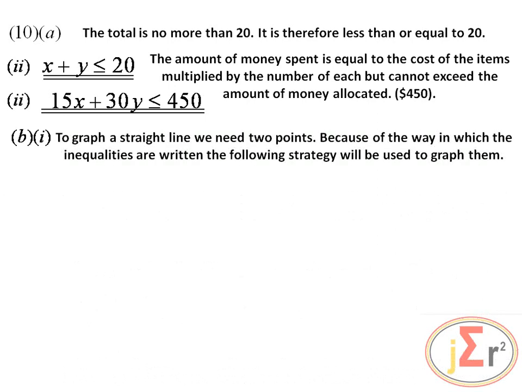To graph a straight line, we need 2 points, and that is the premise by which we will graph these two lines that we have represented by the inequalities right here. Because of the way in which the inequalities are written, the following strategy will be used to graph the line.